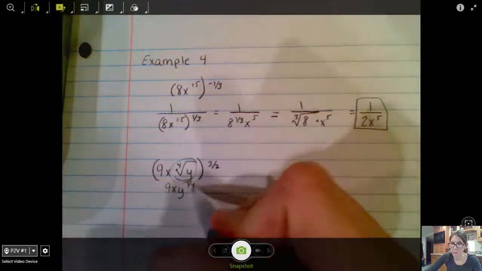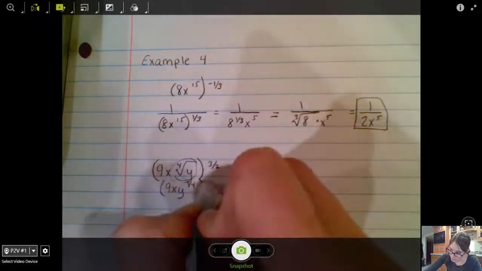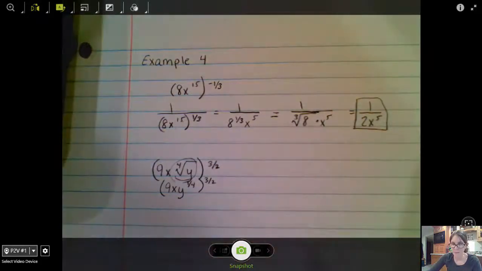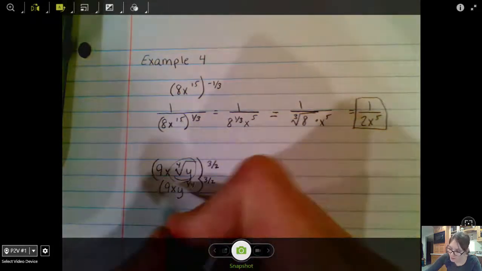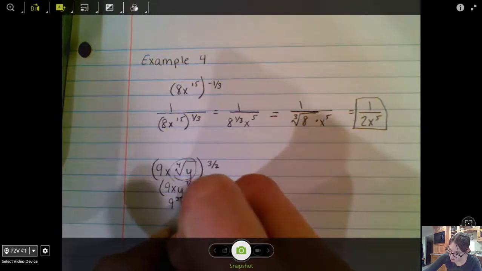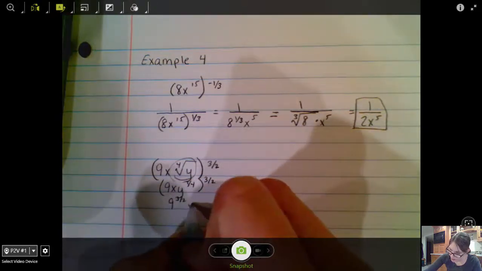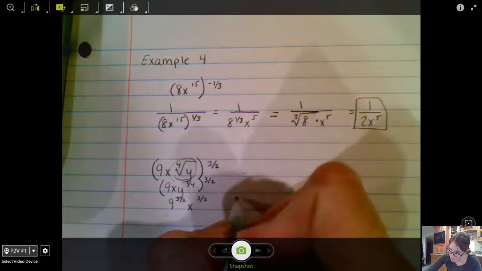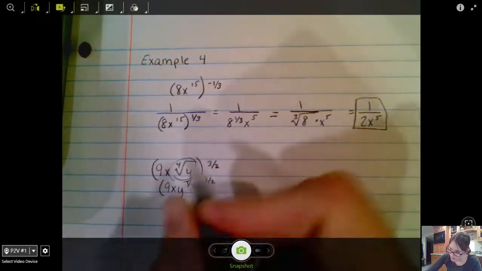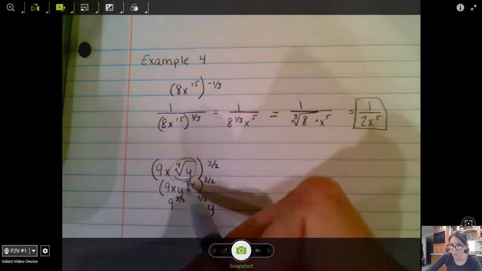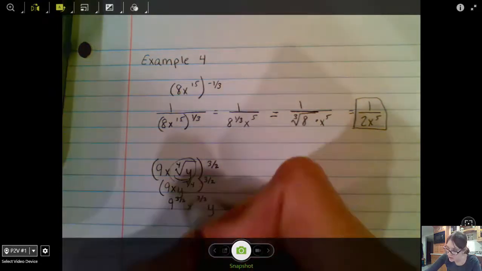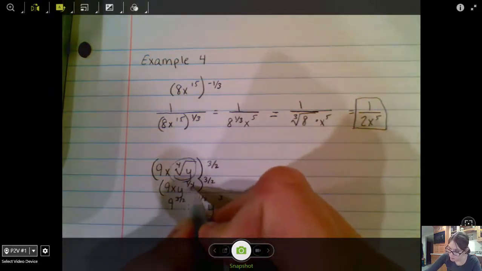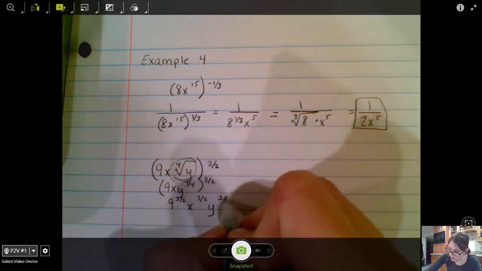So 9xy to the 1/4, all to the 3/2 power. Again, each thing in here needs to go to that 3/2 power. I need to take 9 to the 3/2, x to the 3/2, y to the 1/4 times 3/2. Remember how to multiply fractions? We multiply the numerators and get 3. We multiply the denominators and get 8.